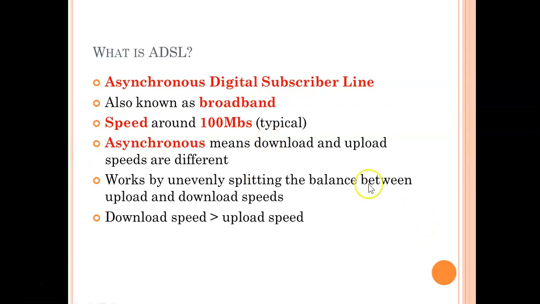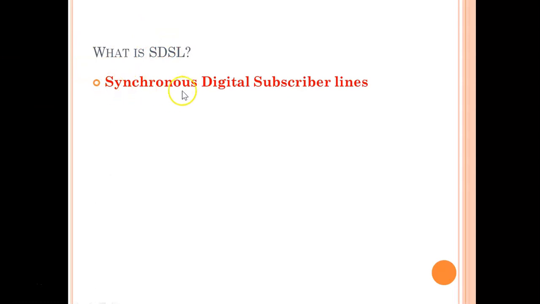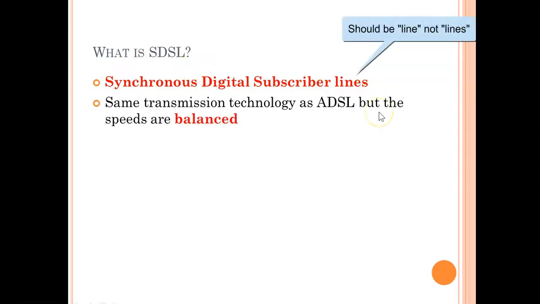So this is ADSL. So what is SDSL? You saw ADSL. The only difference here is that the A now has an S in its place. The A stood for asynchronous, so the S stands for synchronous. SDSL stands for Synchronous Digital Subscriber Line. It has the same transmission technology as ADSL, but the speeds are balanced.